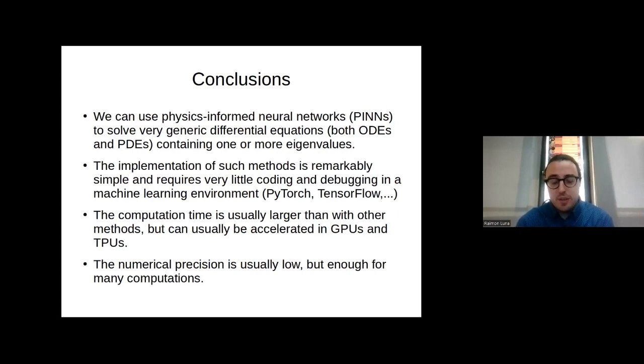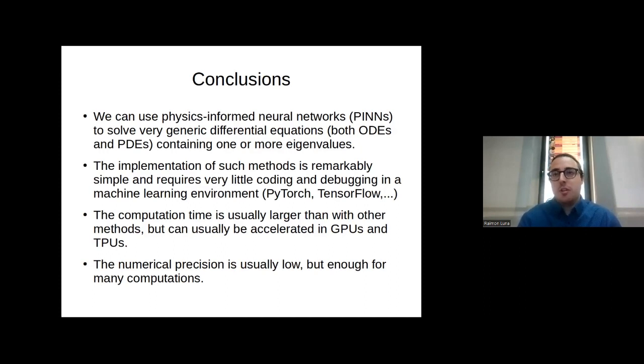Additionally, the implementation of the method is really simple. I mean, this is less than a page of code. As well, if you use one of these machine learning environments that do backpropagation and automatic differentiation by keeping track of all the graph of operations that you used when actually computing the final value, this is really easy. You can program this in an afternoon.